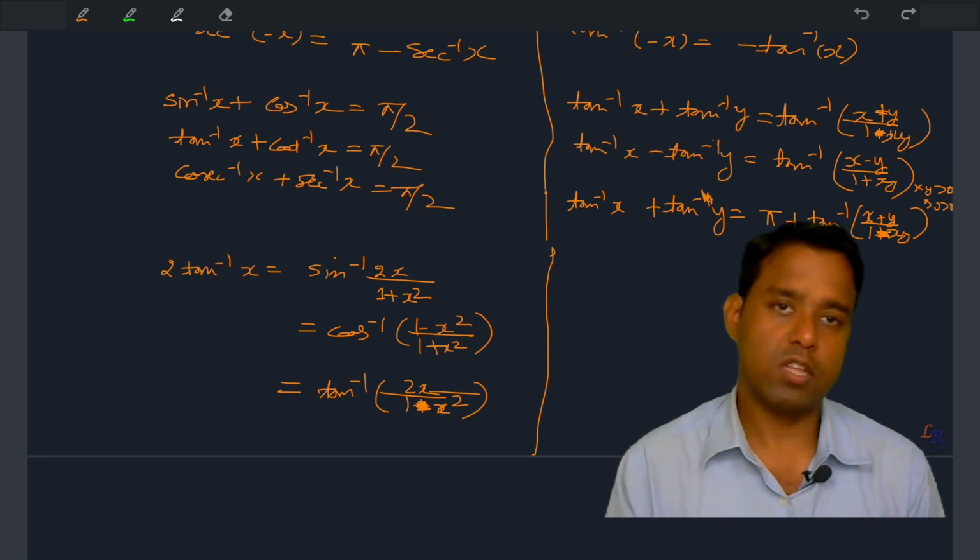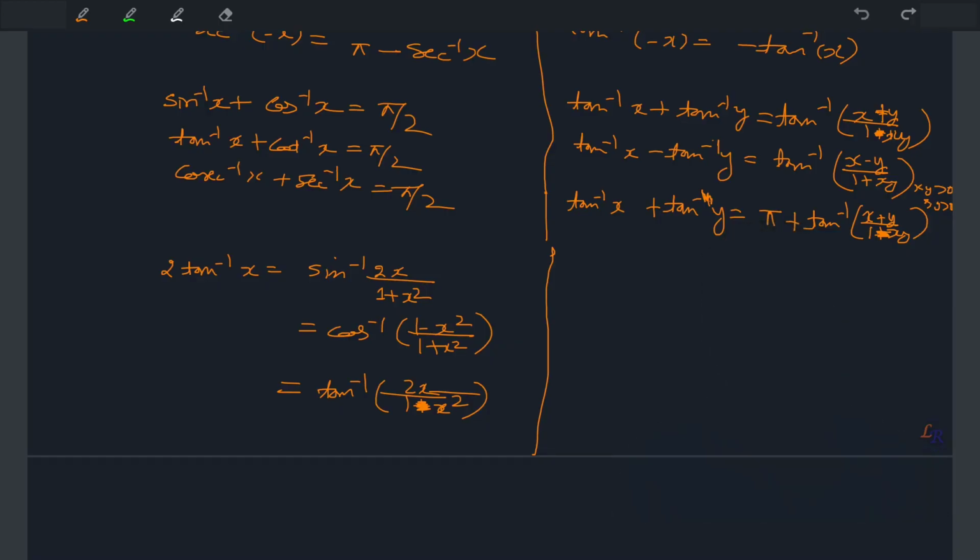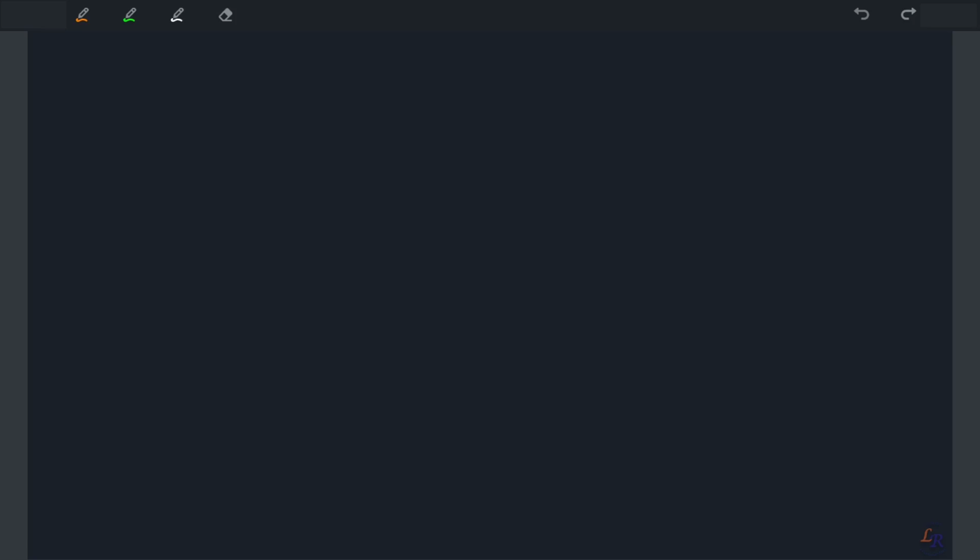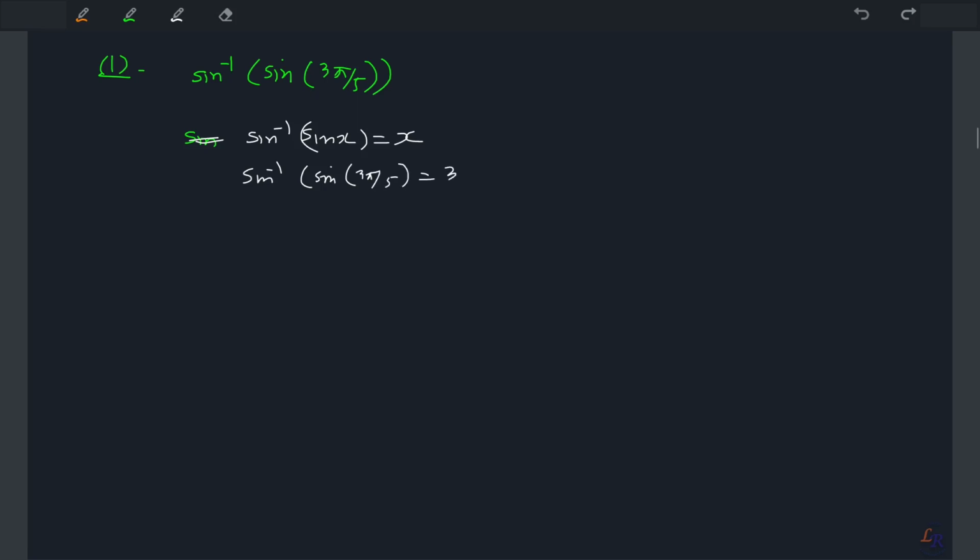Let's solve some examples and then we'll end this chapter. So let's see what examples we can have in this. The first example: I need to find the value of sine inverse sine of 3 pi by 5. Okay, how to find it? We take sine inverse sine x equal to x, that we know. So similarly we can write sine inverse of sine 3 pi by 5 would be 3 pi by 5.